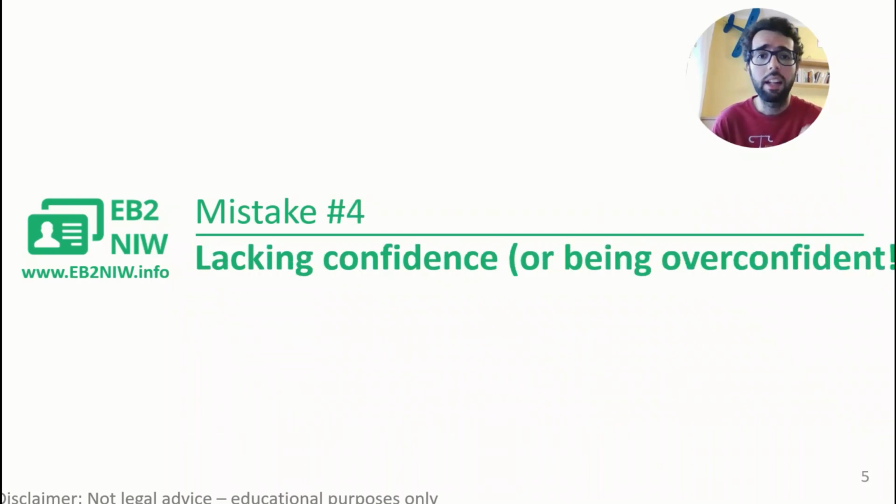Mistake number 4 is lacking confidence or being too confident. Both are bad. A lot of people get caught up by these terms of exceptional ability, national interest, national importance, substantial merit, and yes, those are grandiose words and terms. But at the end of the day, you have to look at what is asked of you objectively, and if you qualify, you shouldn't be discouraged. You should not be lacking confidence.